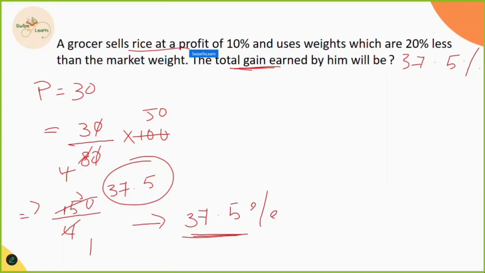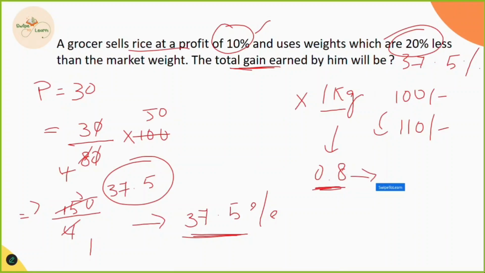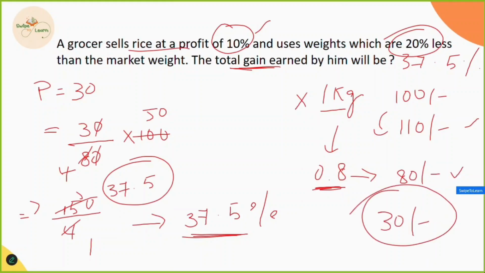See, let us assume that he is selling 1 kg of rice, and he should sell for 100 rupees, but he is selling at a profit of 110 rupees. Even though he is making a profit, again he is using 20% less than the market weight, which means that he is not giving 1 kg. He is giving only 0.8 kg. If he is giving 0.8 kg, the actual amount for that 0.8 is 80 rupees. But he is selling for 110 rupees. The profit he is making is 30 rupees. This profit calculated in terms of percentage becomes 37.5%. I hope this is clear.